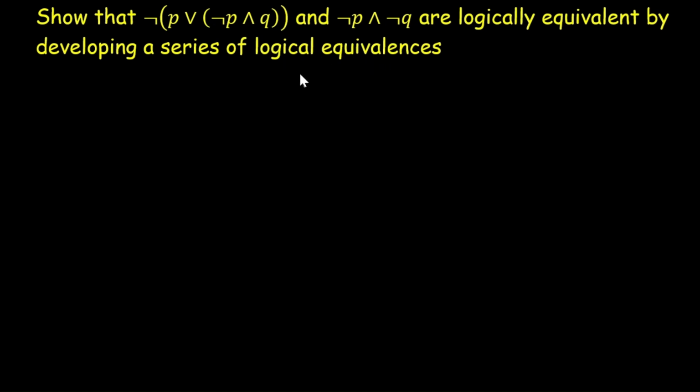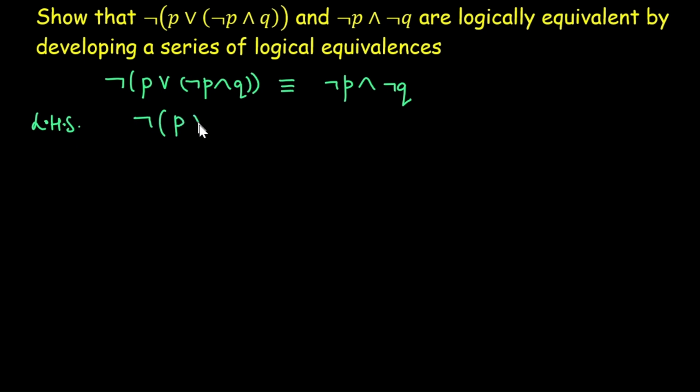In the last video, we have discussed the logical equivalence laws, and here we are going to use those logical equivalence laws to prove the statements are logically equivalent. As per this question, we need to show that negation of P or negation P and Q is logically equivalent to negation P and negation Q. To prove that they are logically equivalent, we will start from its left side, that is negation of P or negation P and Q.